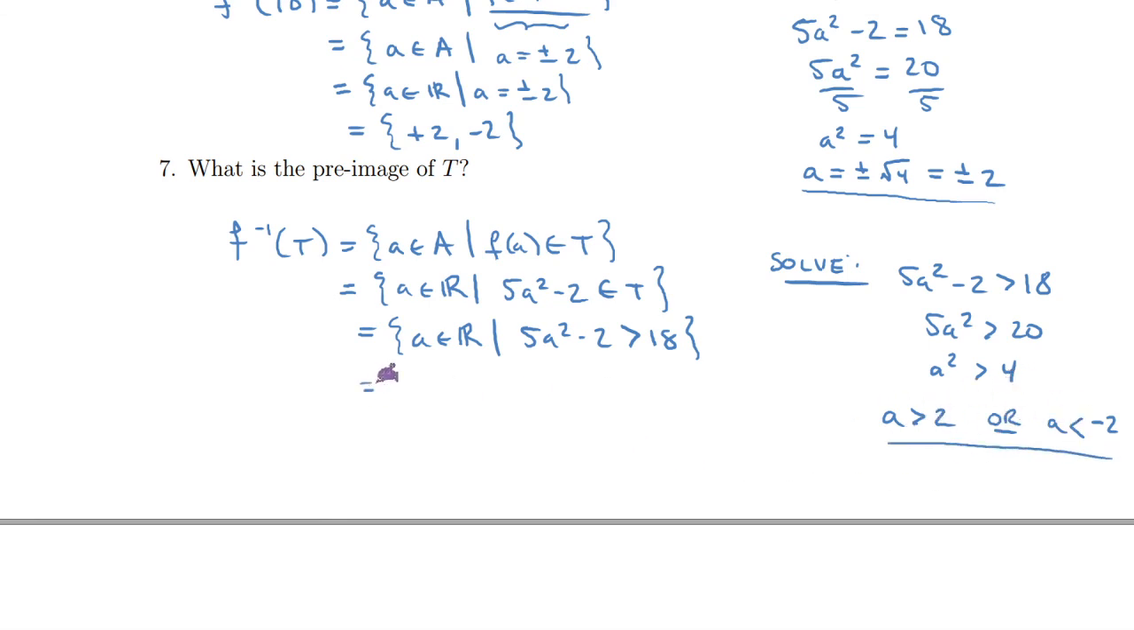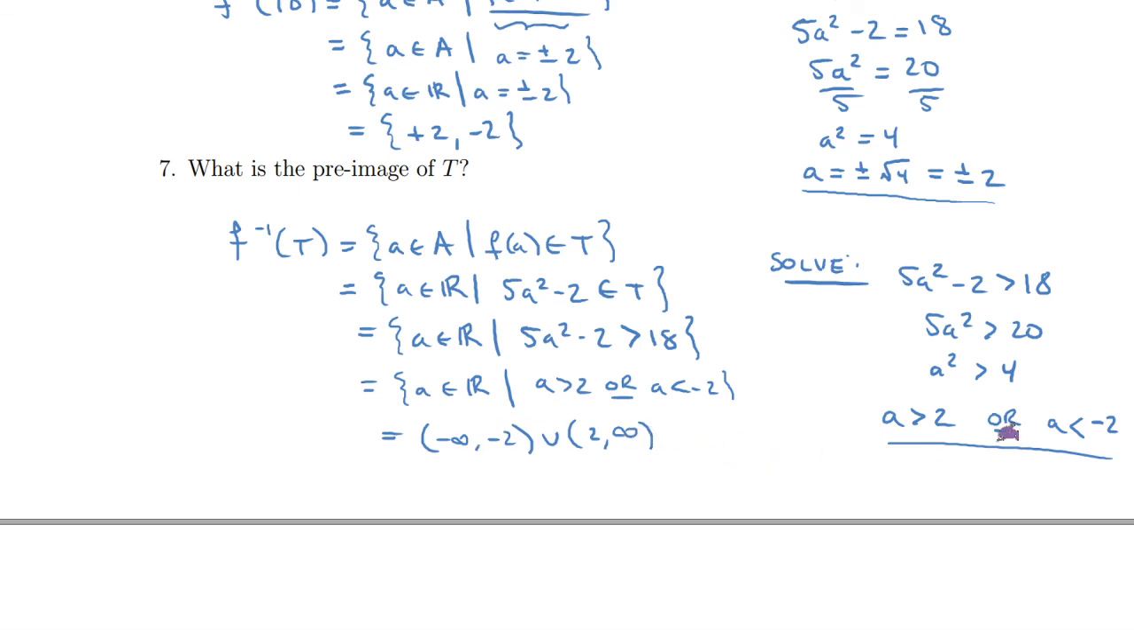So this one will look like this: a is greater than 2, or a is less than negative 2. And this would be a fine answer. Another way you could write it is in terms of the intervals that you would have here. You have two intervals: negative infinity to negative 2, exclusive, because it's a strict inequality, union 2 to infinity. So this is a way to write it using interval notation.